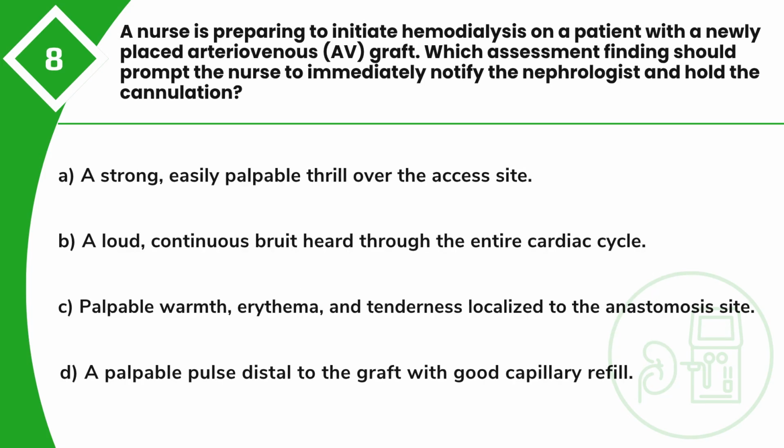Question 8. A nurse is preparing to initiate hemodialysis on a patient with a newly placed arteriovenous, AV, graft. Which assessment findings should prompt the nurse to immediately notify the nephrologist and hold the cannulation? A. A strong, easily palpable thrill over the access site. B. A loud, continuous bruit heard through the entire cardiac cycle. C. Palpable warmth, erythema, and tenderness localized to the anastomosis site. D. A palpable pulse distal to the graft with good capillary refill.